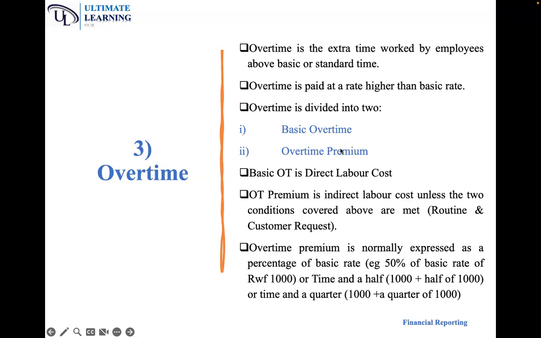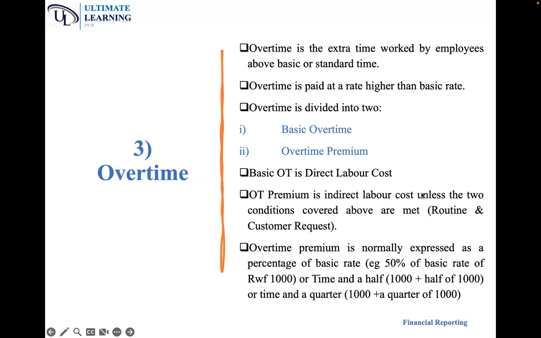Remember the basic rate in this case is 1,000. The extra amount we pay is 500. So that 500 times the overtime hours is called an overtime premium. So basic overtime is direct labor cost. I've already explained that in the previous slide.